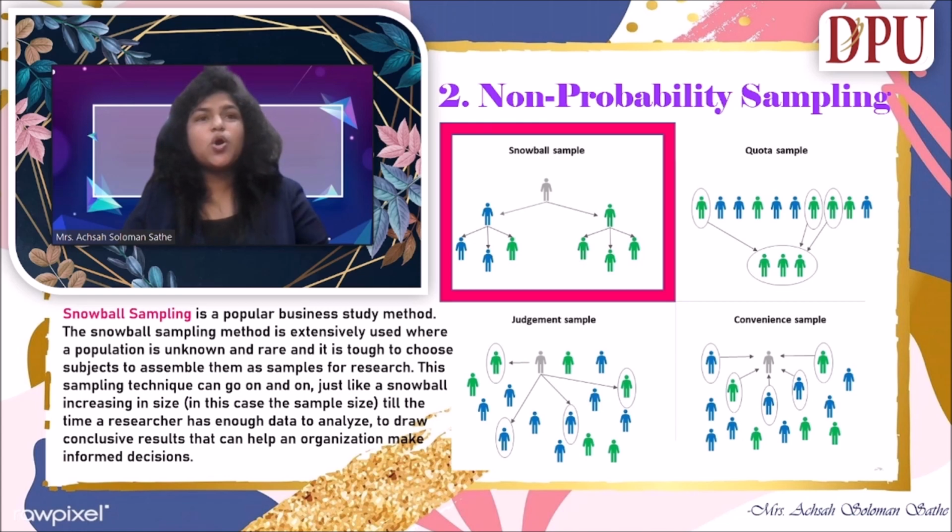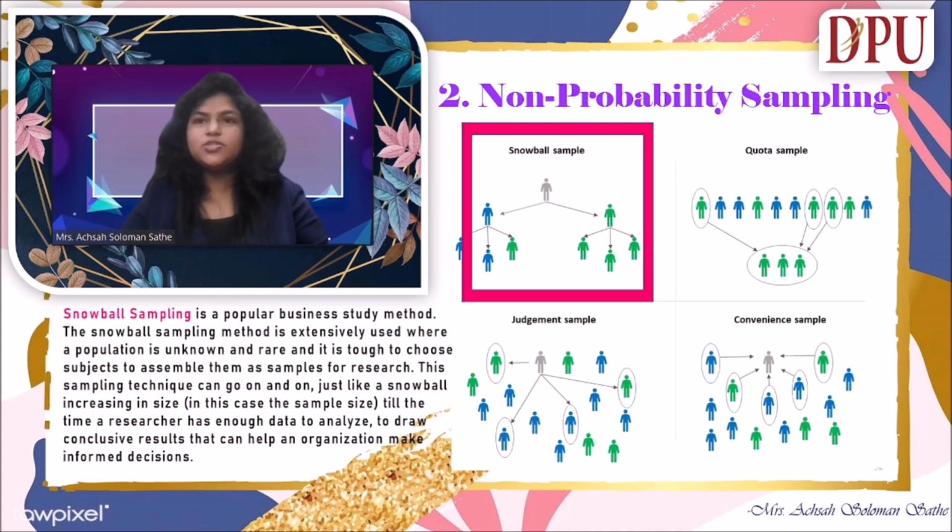He just keeps on picking out participants for his research work, and he keeps on picking out till he gets enough data that's required for the research type that he has in his mind. So that's called snowball sampling. The sample keeps on increasing in size till the researcher is satisfied with the size of the sample.